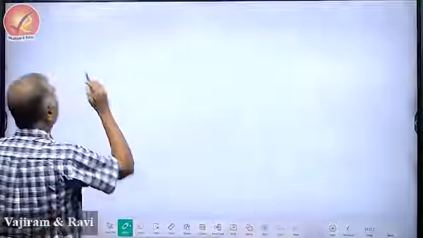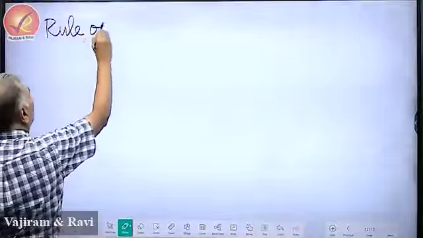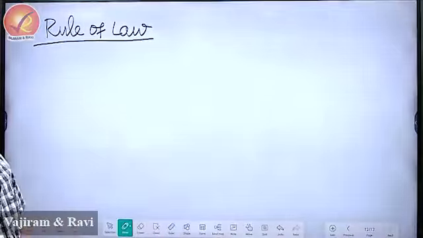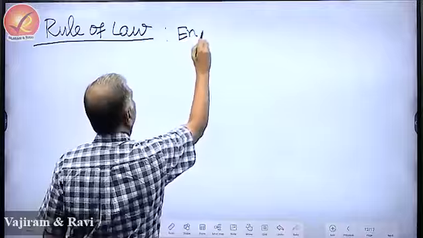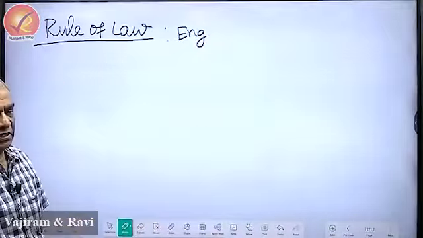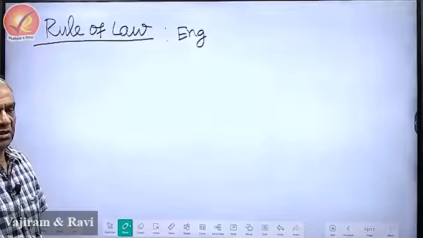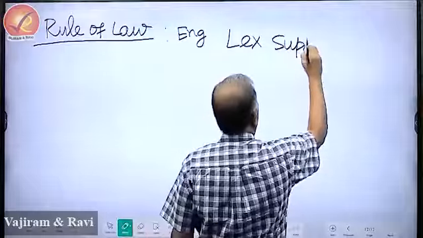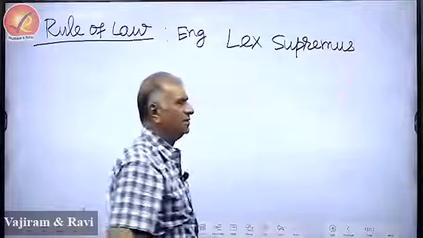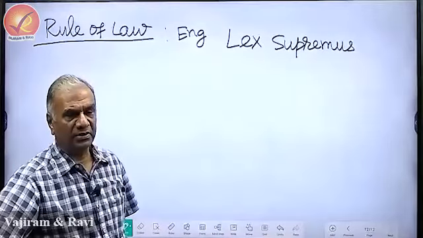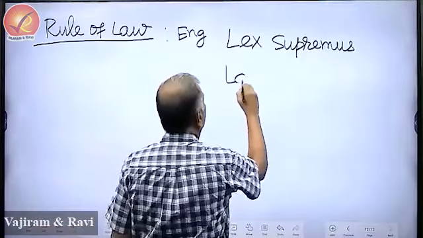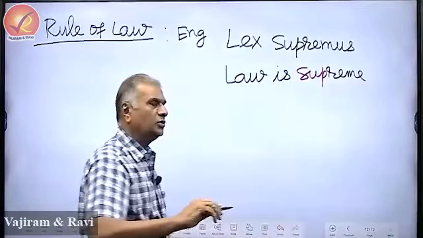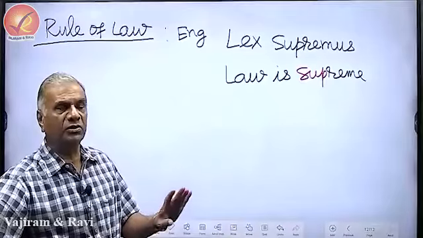Now let us see what is rule of law. Separately we will take it up because it is a little long topic. So rule of law originated under the English Constitution. And rule of law means lex supremus. Lex means law and supremus is supreme. The law is supreme. So in simple words, rule of law means the law is supreme.